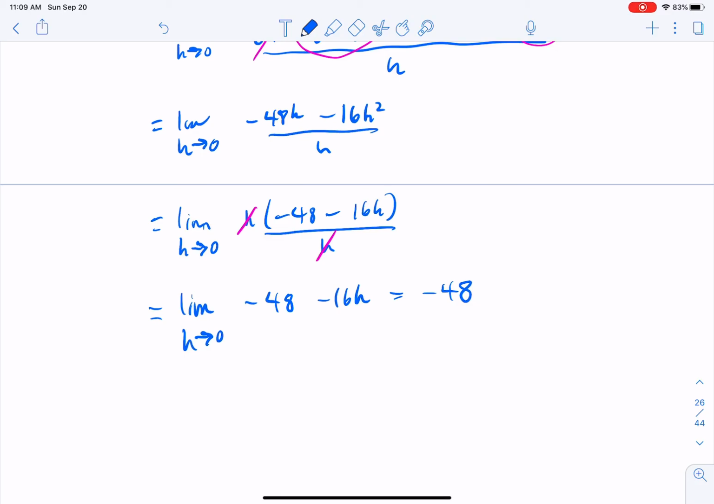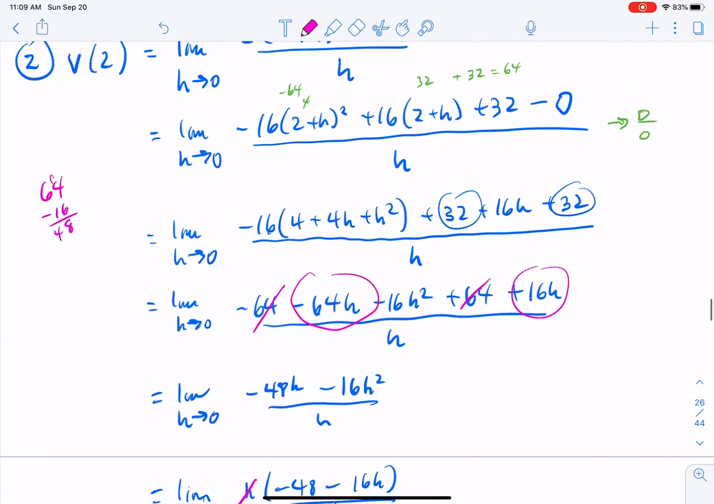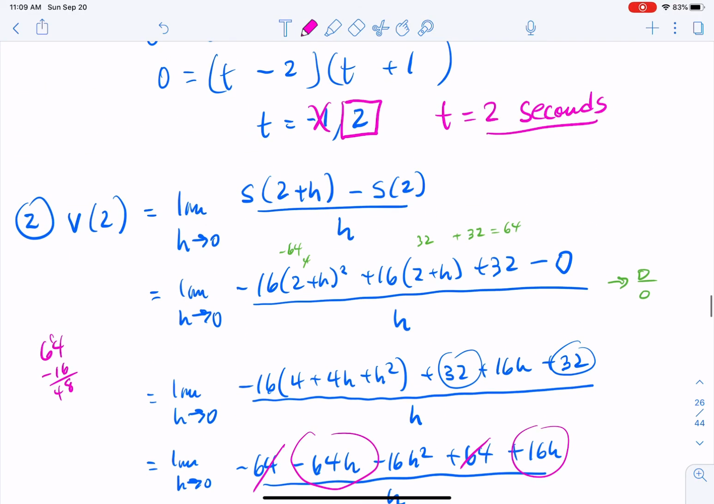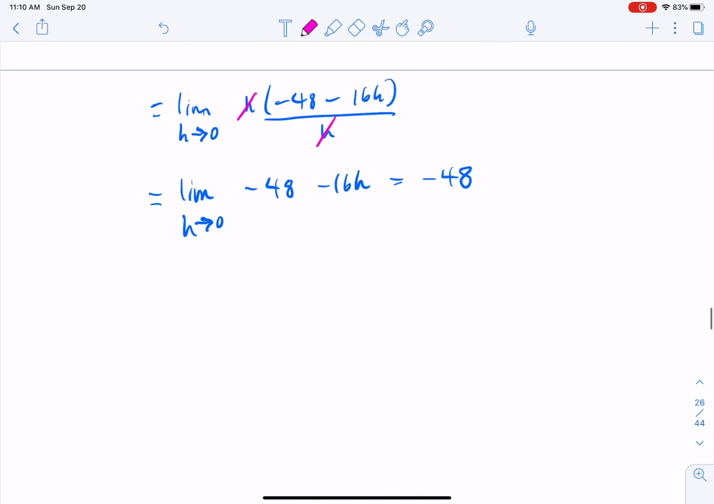Now let's wrap our head around some sort of units, shall we? I'm going to do that by coming back up here to the original limit that we wrote down. So remember that s of something is measured in feet. So this would have been feet minus feet, which is still feet, over h, which is measured in seconds, right? h is just some sort of time interval, some change in time. So we have our feet per second.